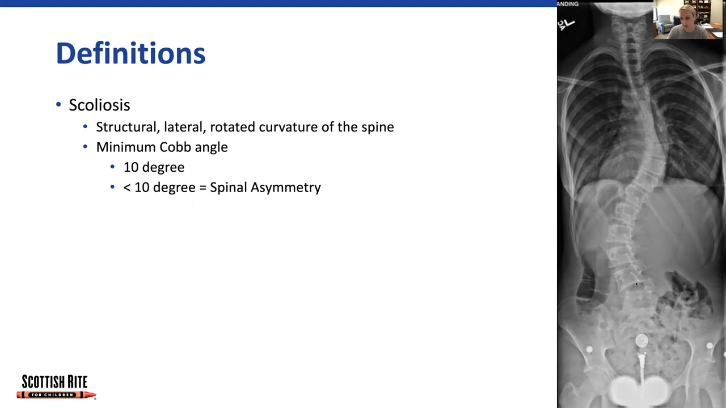So here it would be this vertebrae to this vertebrae, and that would measure the lumbar Cobb angle. And for the thoracic curve, it would be this vertebrae to this vertebrae, and that would measure the thoracic Cobb angle. If the angle measures less than 10 degrees, we don't consider it to be true scoliosis, and we call it spinal asymmetry.